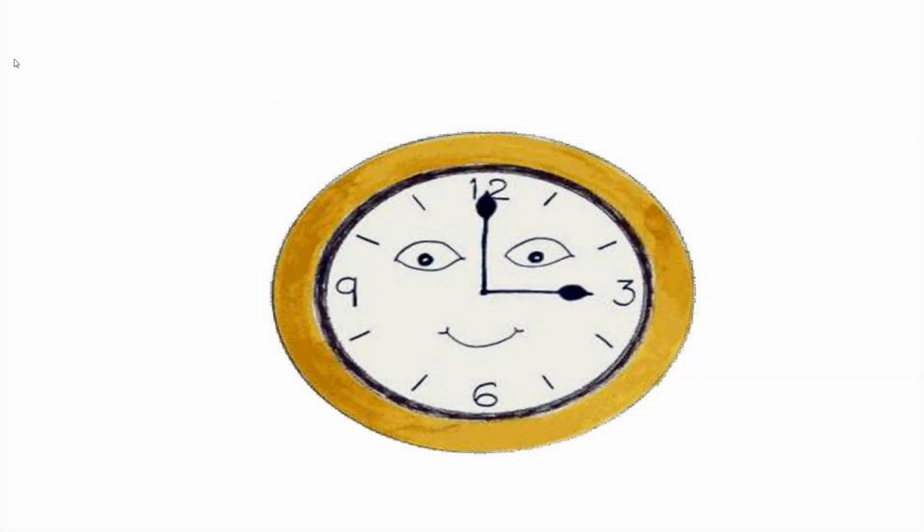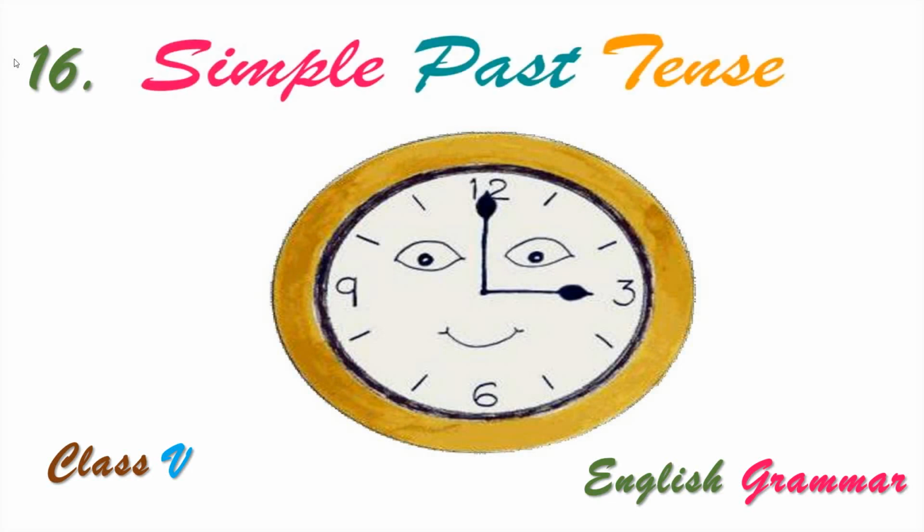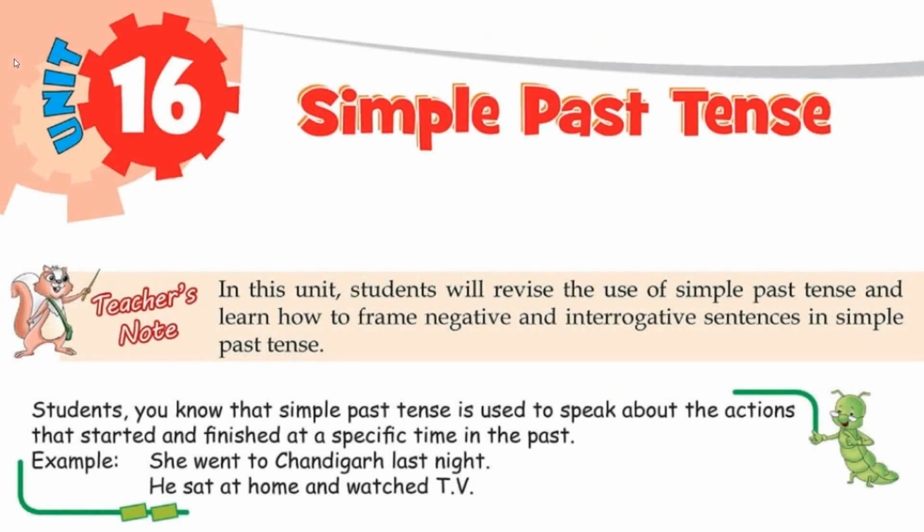Children, in our last class, we did the explanation of simple past tense. So today we are going to read the chapter and we will try to do the book work. If you have already done the book work, we will just check the answers, okay? So we are going to do chapter 16, simple past tense book exercise. So let's read the chapter. Chapter 16, simple past tense.